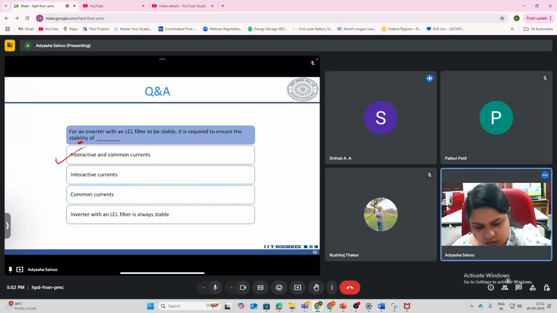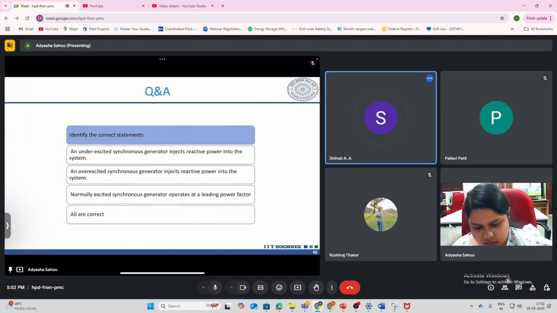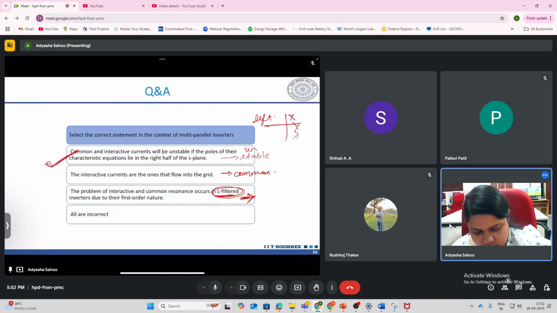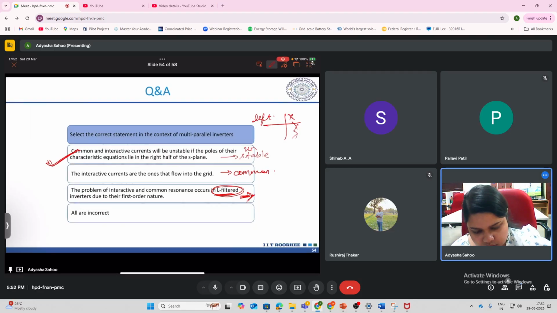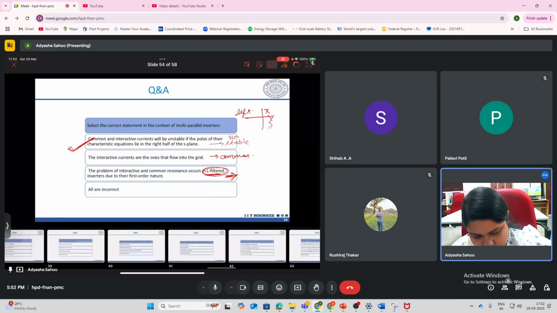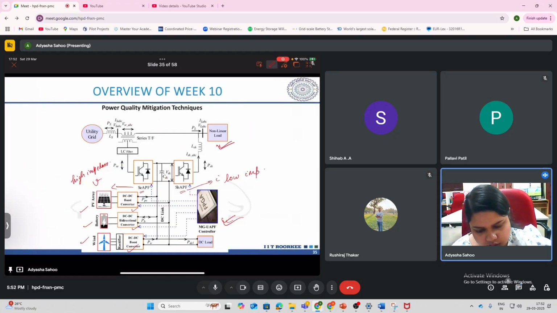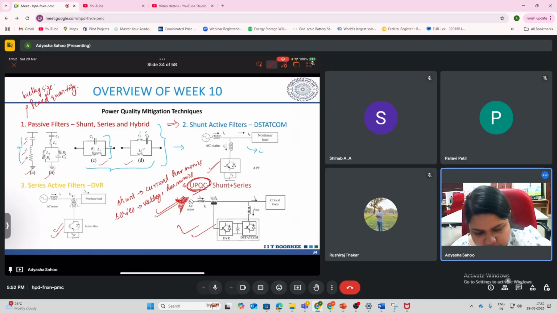The LCL filter, which... these are the mitigation techniques. We don't have an LCL type filter. You see, that is the hybrid one, this D part basically. It is a type of hybrid passive filter only.